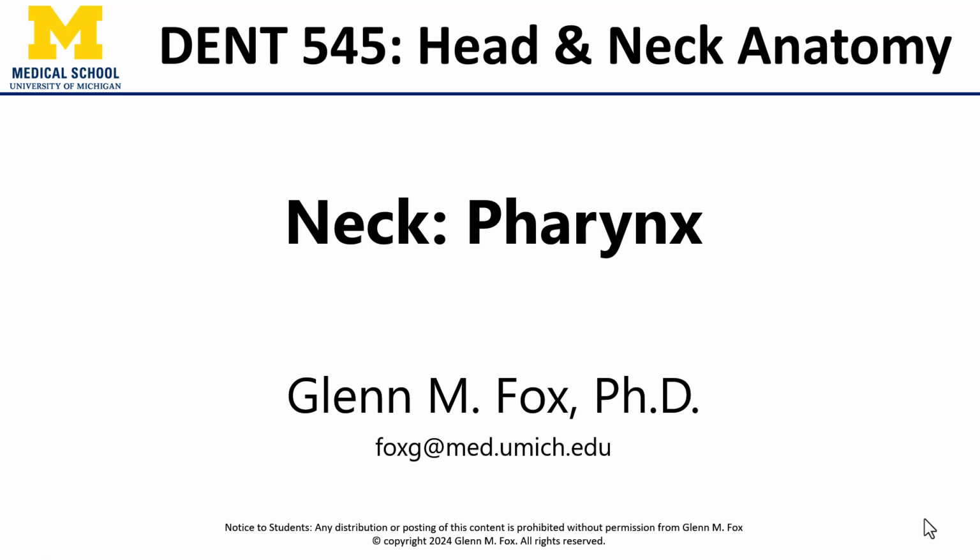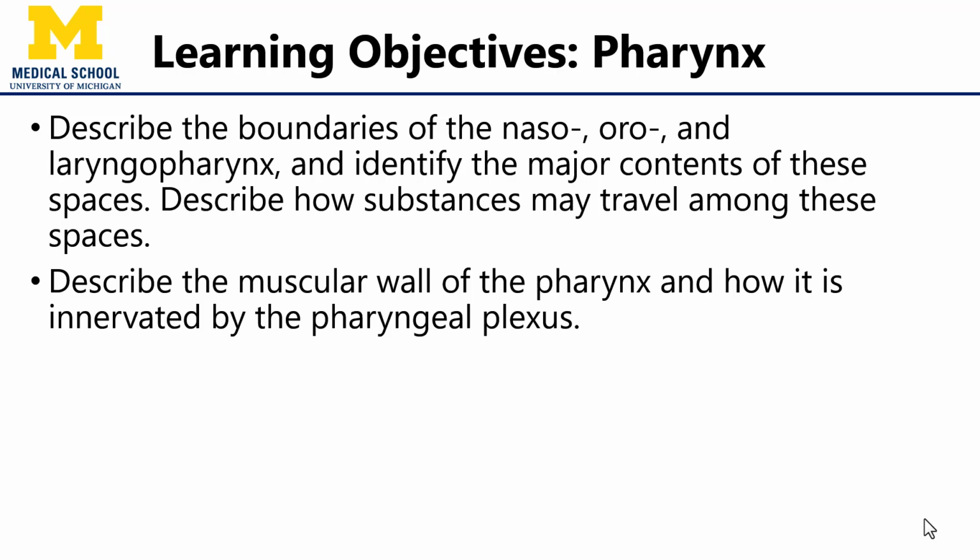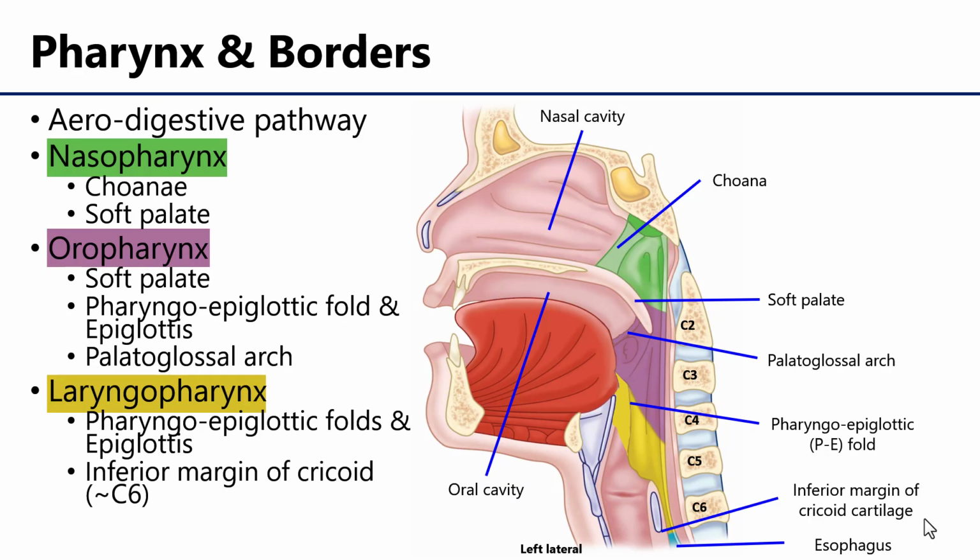Let's talk about the pharynx. In this video, we'll discuss the pharynx, or the throat, and the subdivisions of the pharynx, including the nasopharynx, oropharynx, and laryngopharynx, and discuss any of the major contents of those spaces and how materials travel among those spaces. We'll also discuss the muscular wall of the pharynx and how it's innervated by the pharyngeal plexus.